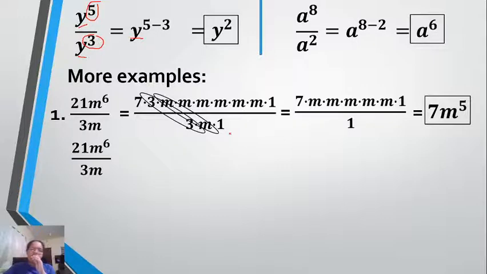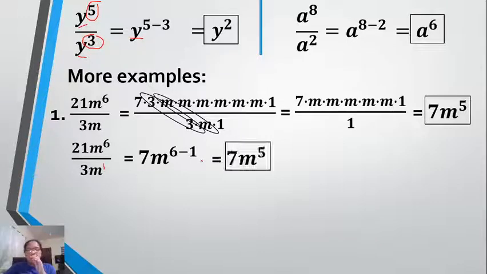So that's the quotient, that's the answer. Or trying to apply the rule, 21 divided by 3, we know that it's 7, and then m raised to 6 minus 1. So there's an invisible 1 in here. That will give us 5 as an exponent. So they are of the same answer.